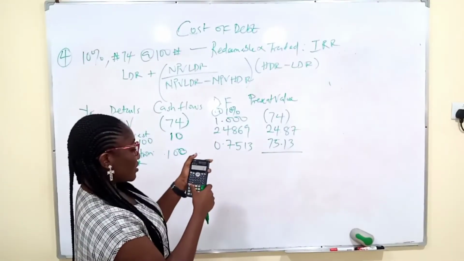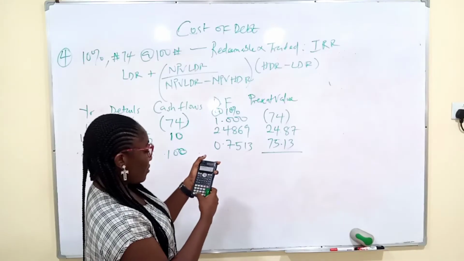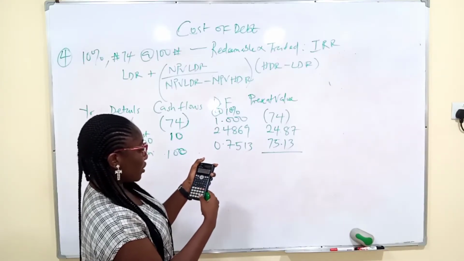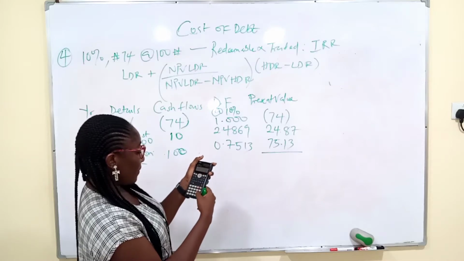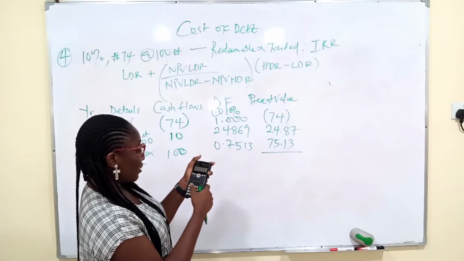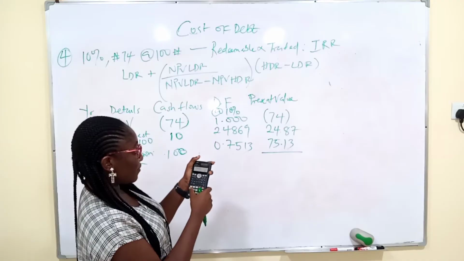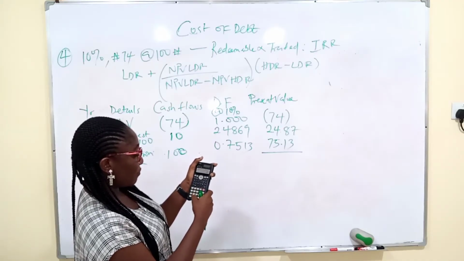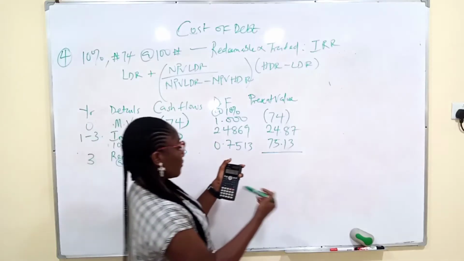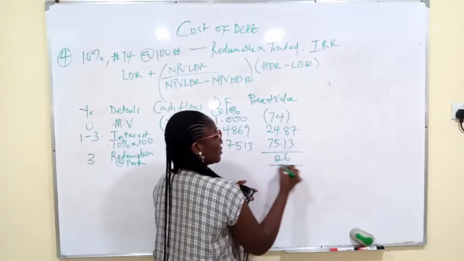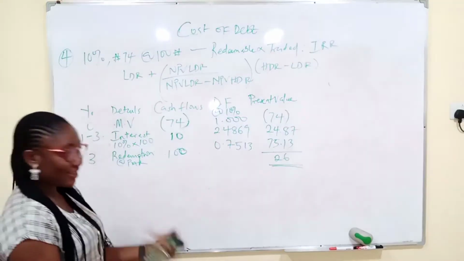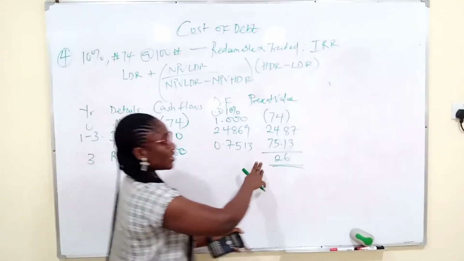So we have minus 74 plus 24.87 plus 75.13. That will give you 26. Now, this NPV, the net present value, the gain on this investment, is 26.